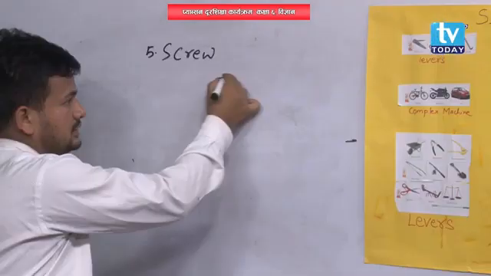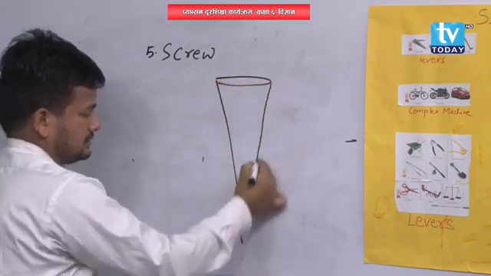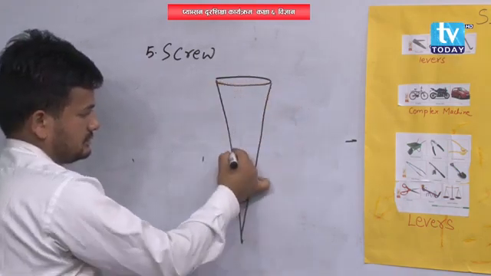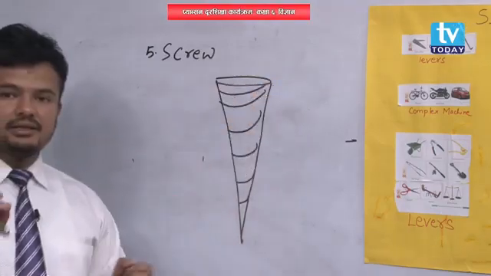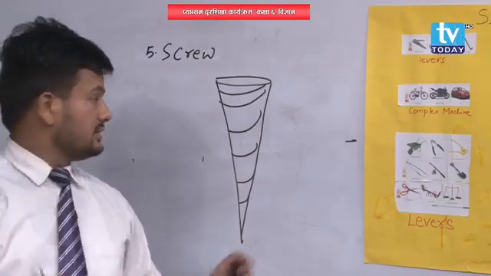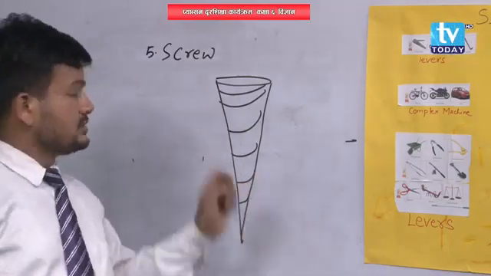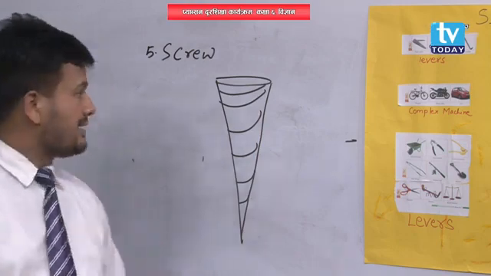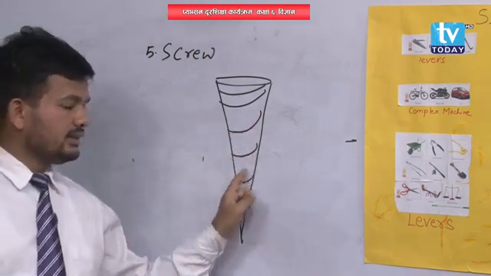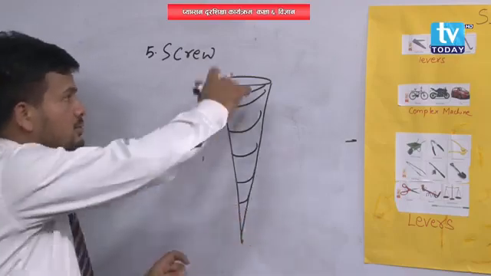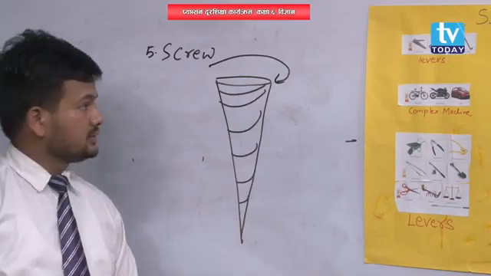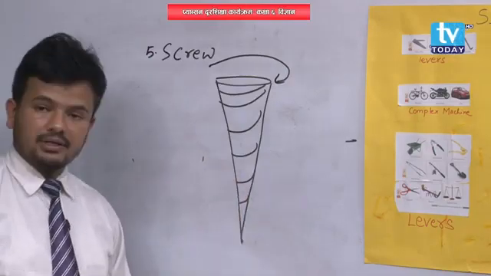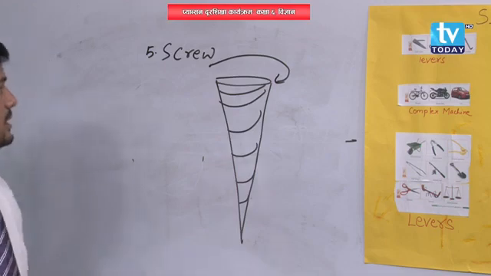screw. A screw is also a simple machine. You have seen the nail which can be rotated. Yes, this is called a screw. A screw is a simple machine having a spirally movable inclined plane. If you rotate this part, it will go inside the wood. So a screw is also an example of a simple machine.